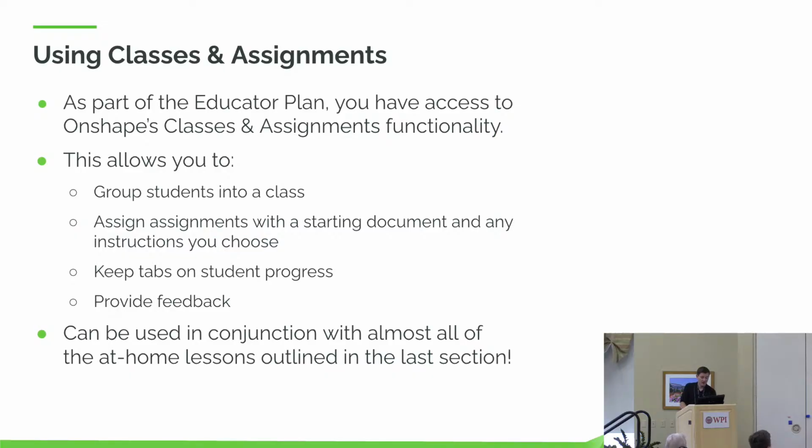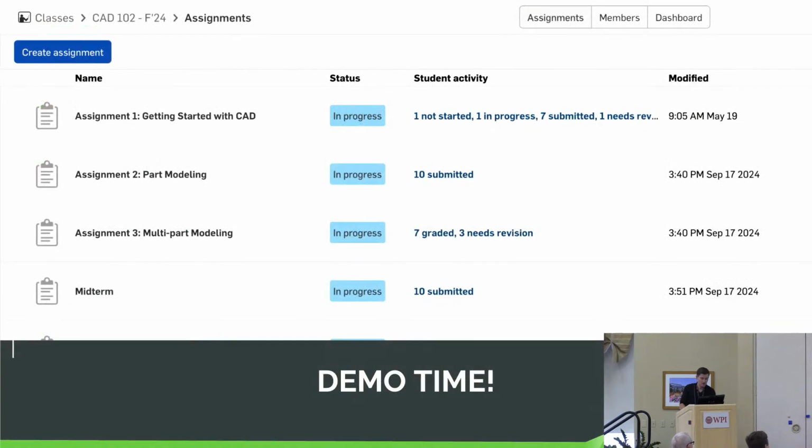So, using classes and assignments, it is part of your educator plan, and what it allows you to do is group your students into a class. You can then assign assignments with a starting document, or you can allow them to submit any document as the submission for a given assignment. It allows you to keep tabs on student progress and provide feedback as you go, so it just makes it a very simple back and forth process. And of course, it can be used in conjunction with pretty much all of these lessons that I pointed out up to this point. So let's do a demo.